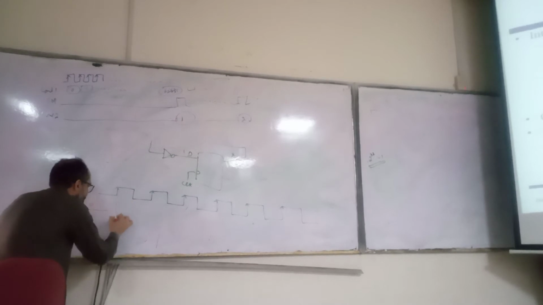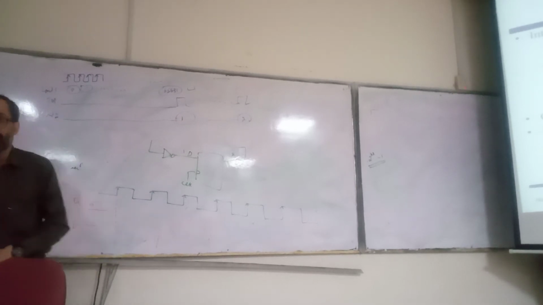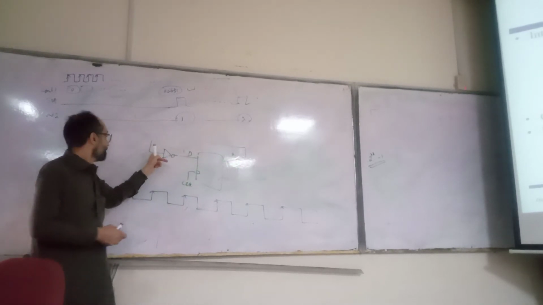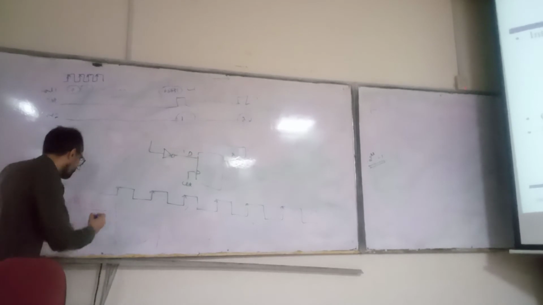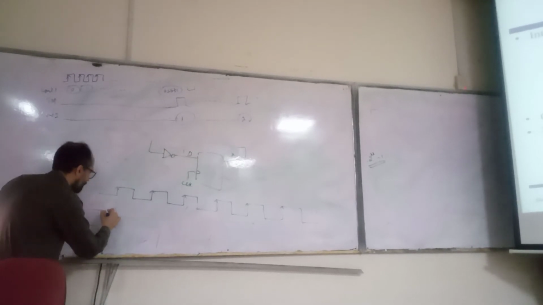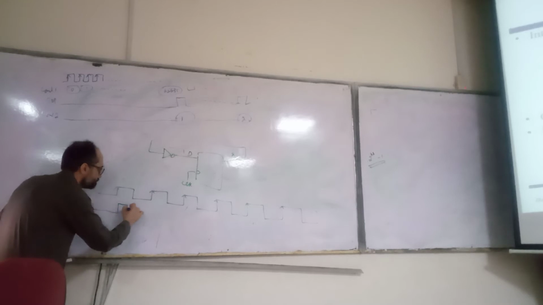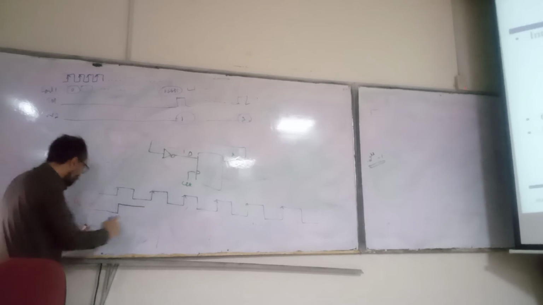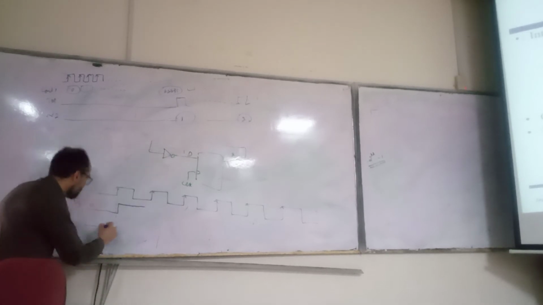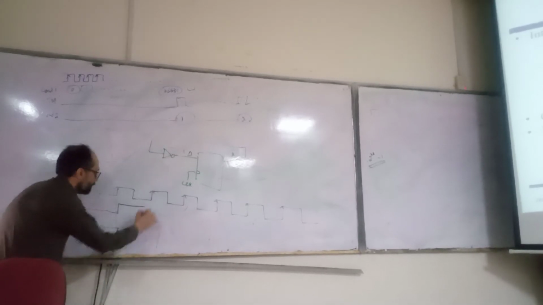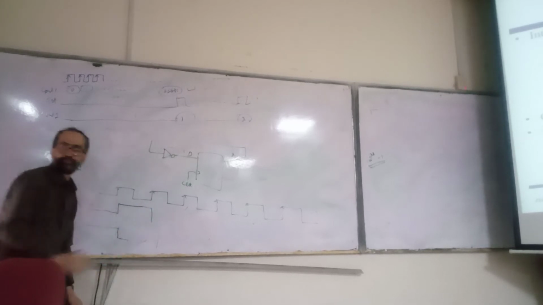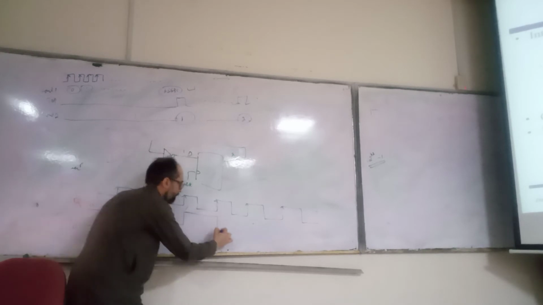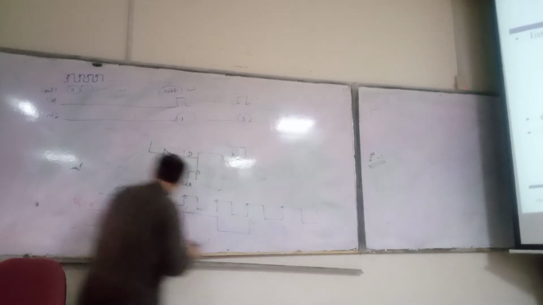Now at the rising edge of the clock, what will happen? Q will be assigned the value of D. Q is 0, D is 1, so actually it will move from 0 to 1. When Q becomes 1, because you have an inverter, D will become 0. And at the next rising edge, it will happen like this.